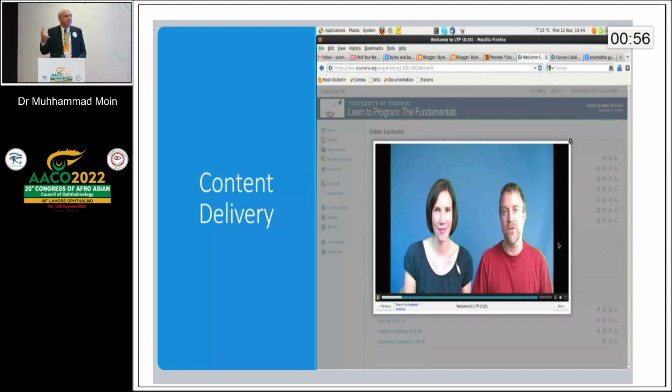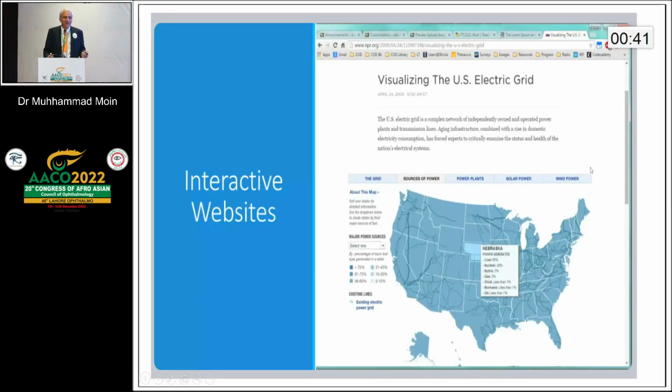I said, how? They've got a mouse thing attachment, and that continuously shows that your mouse is working. And that fools the person who's sitting there on the other side. So people come up with both ways. So content delivery, you can have videos, you can have engaging interactive websites. And then the last part is assessment.